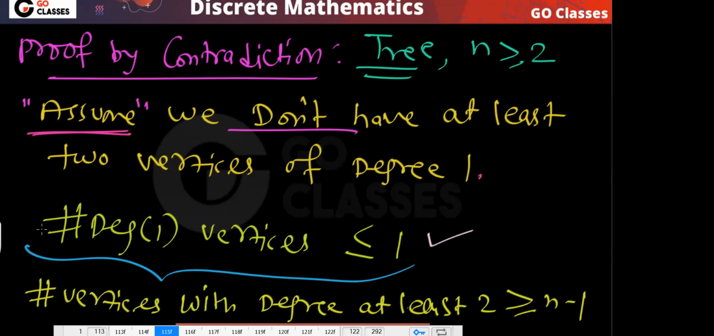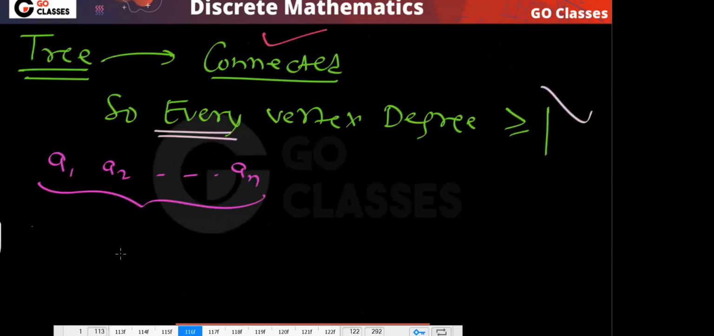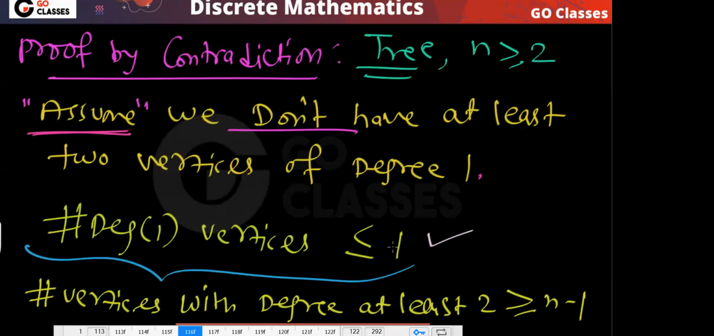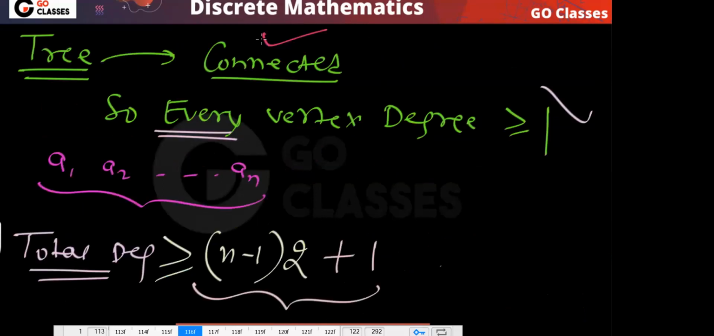Now tell me the total degree. The total degree will be greater than or equal to this: n minus 1 vertices have degree at least 2, and the remaining vertex, at most 1 vertex, has degree 1. So the total degree will be greater than or equal to this. But the total degree in a tree should be equal to this.